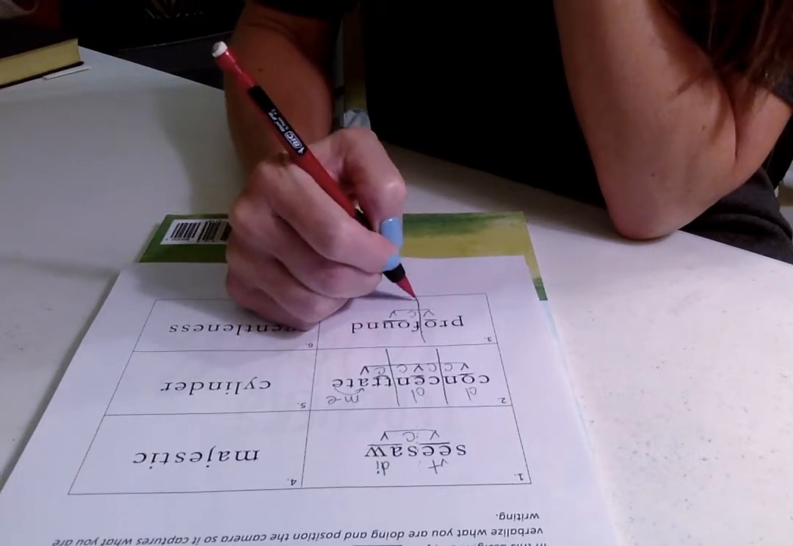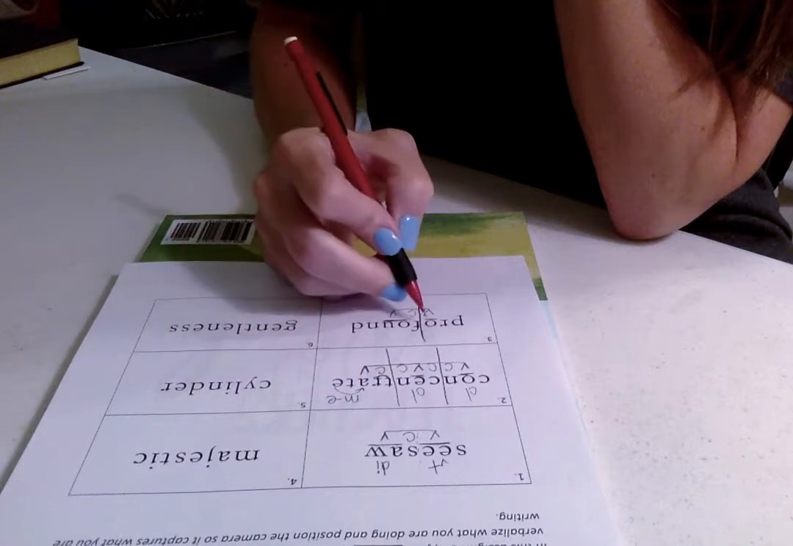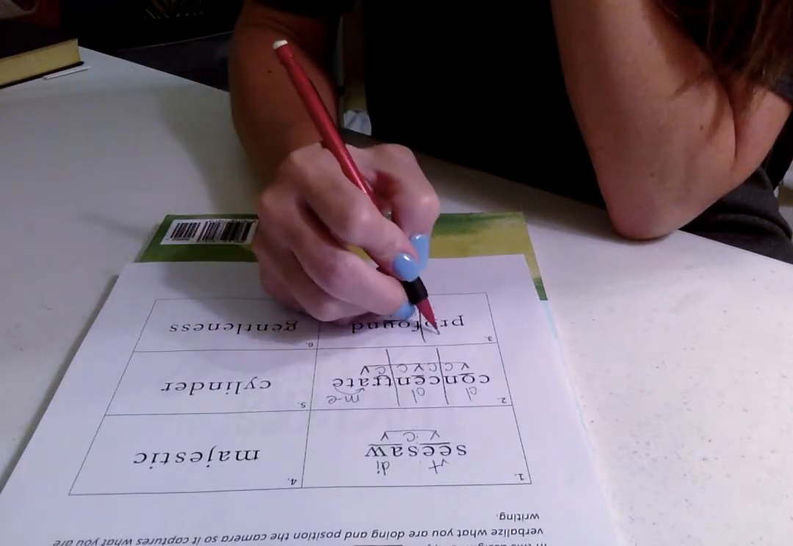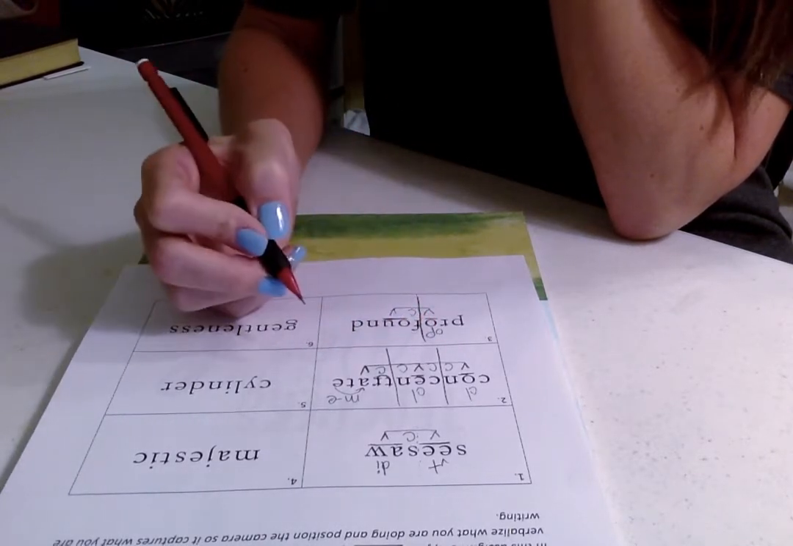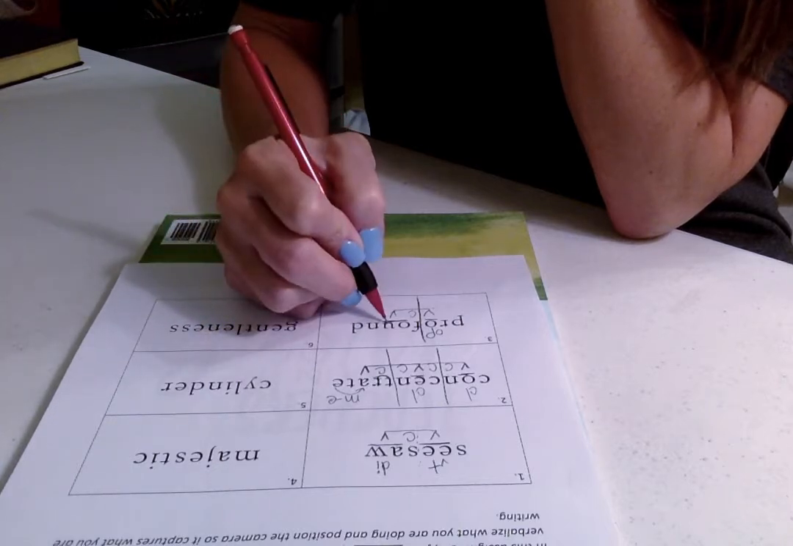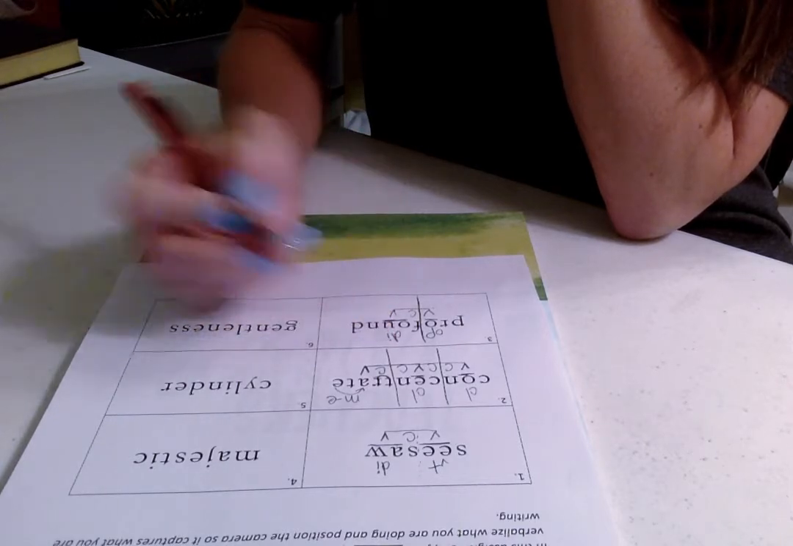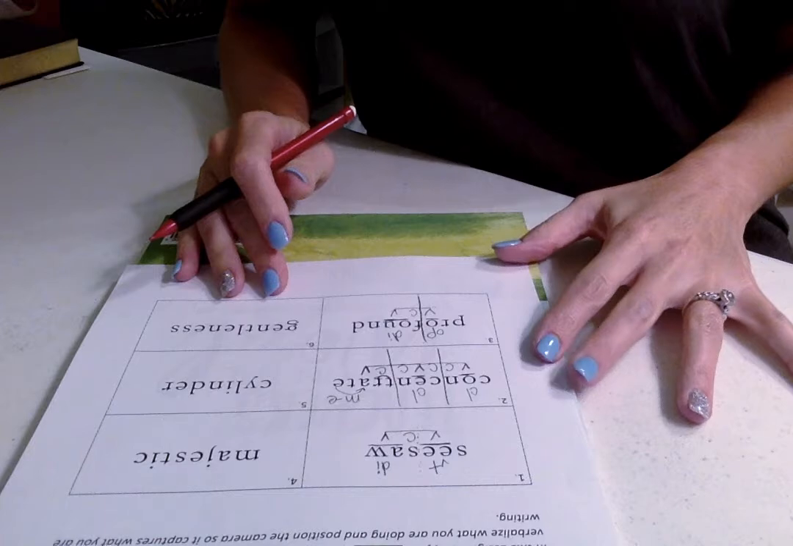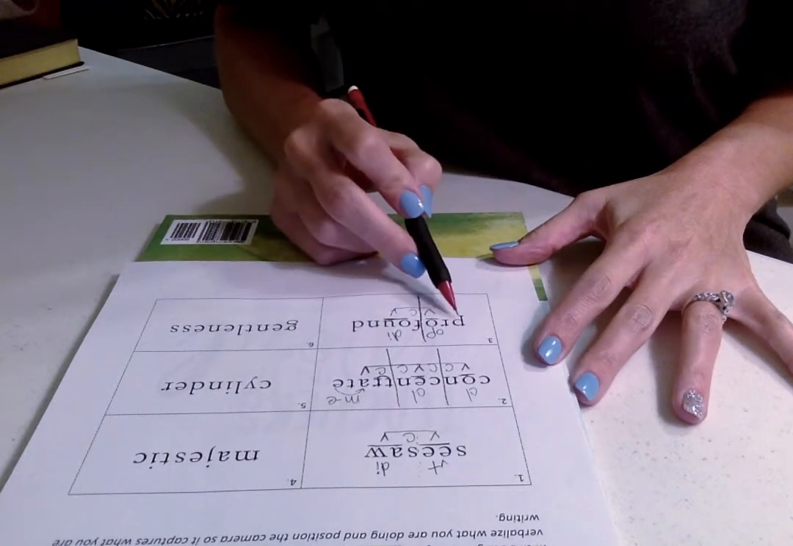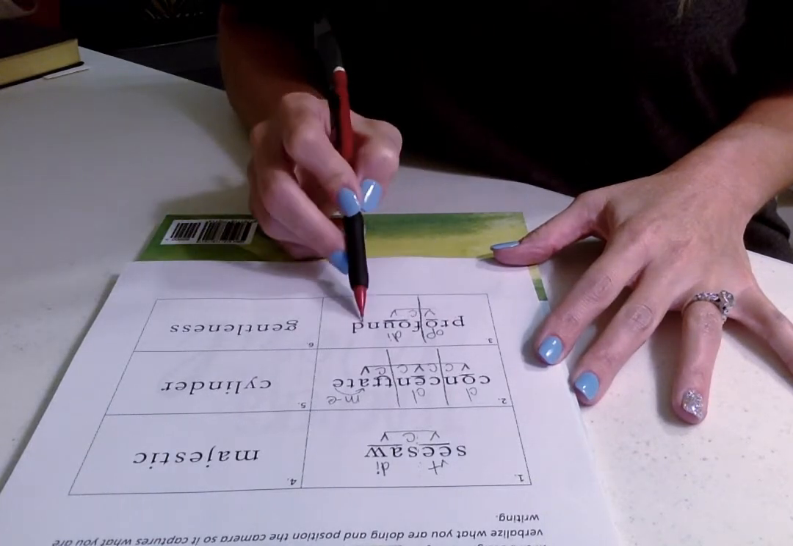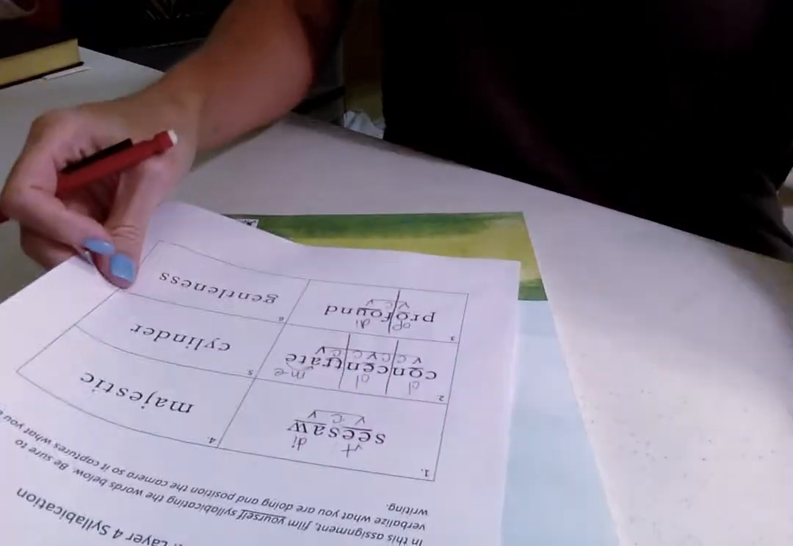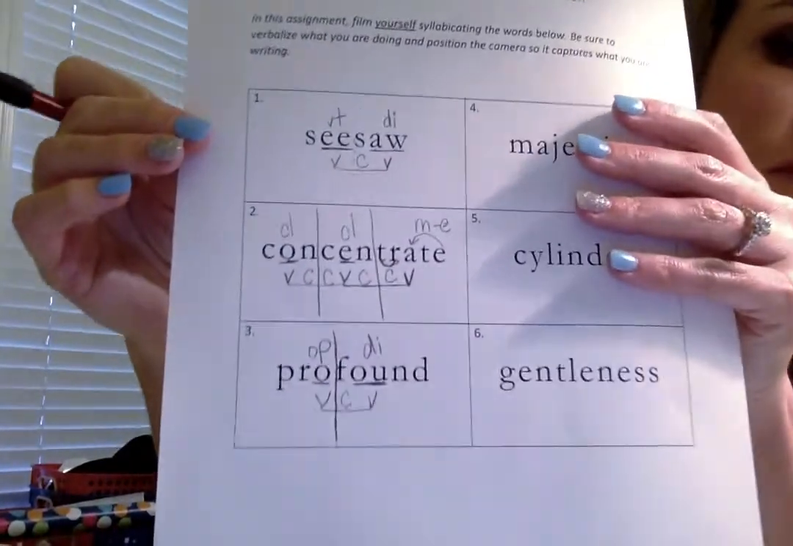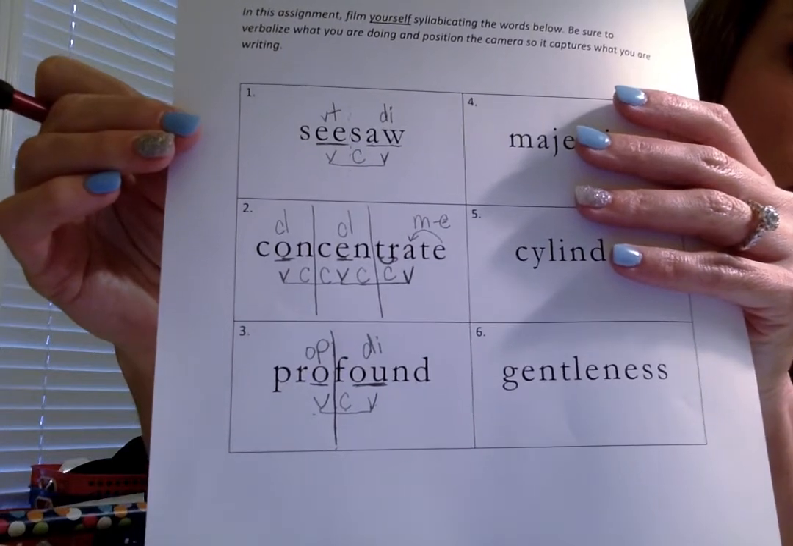So I'm going to make that darker because I'm going to keep that one. And that means that this vowel is going to be an open vowel because it says its name. And this is a diphthong, all right? And so the word is profound.